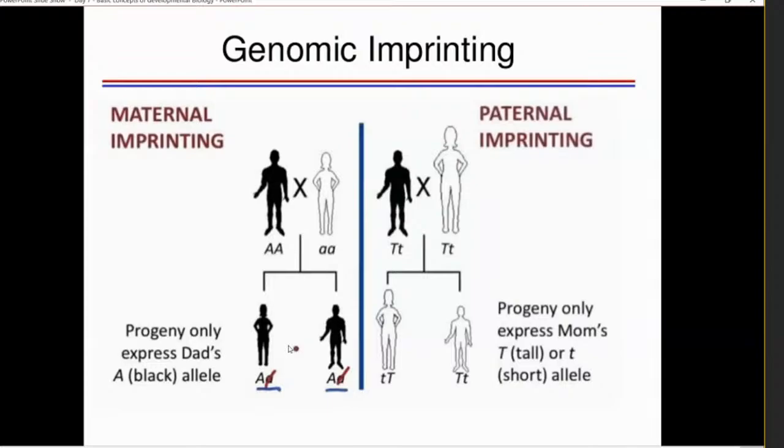Here it's maternal, looks like the mother, and here it looks like the father. So if the mutant allele is imprinted, there is no phenotype. In a normal combination, one allele is active and one allele is imprinted. Here some imprinting happens, right? One is imprinted. Here the mother is mutant.